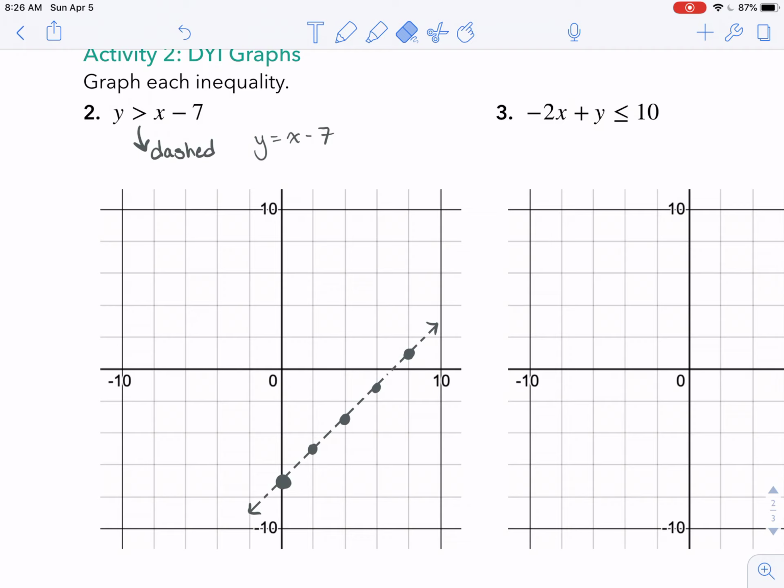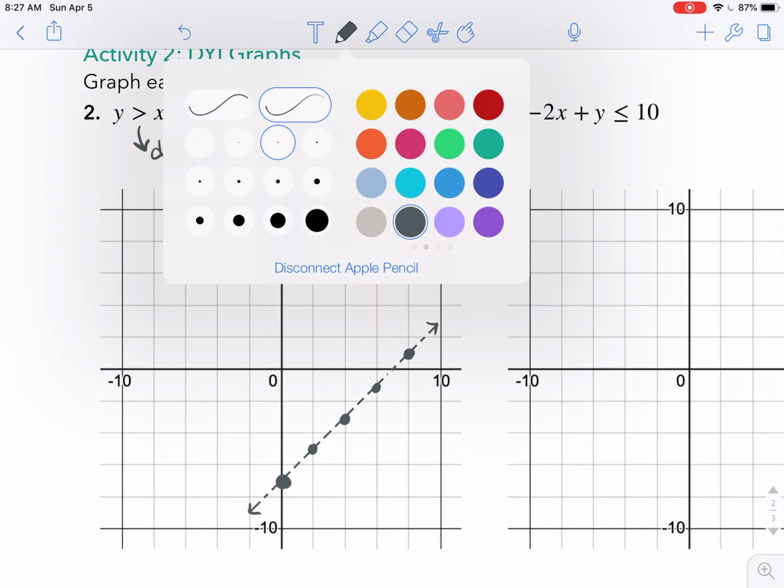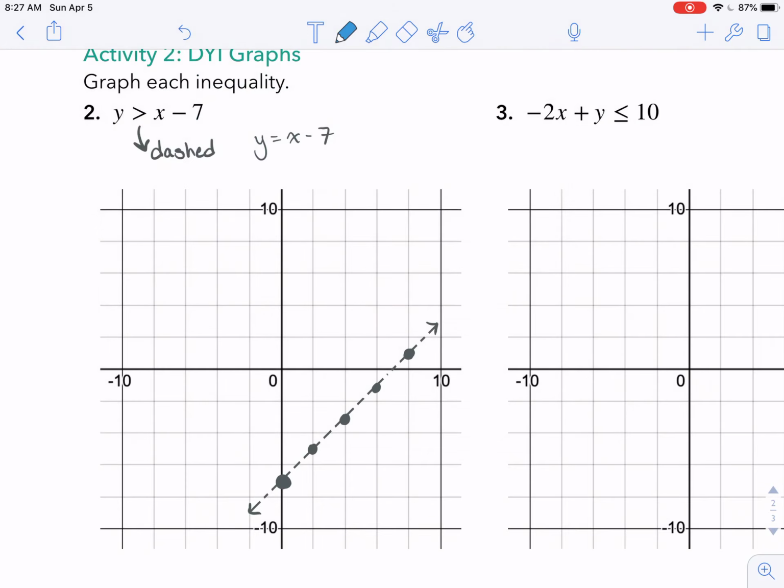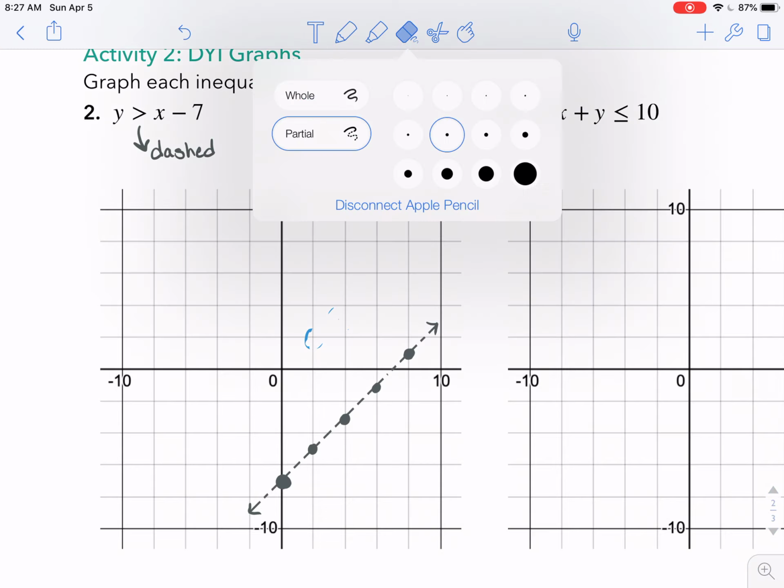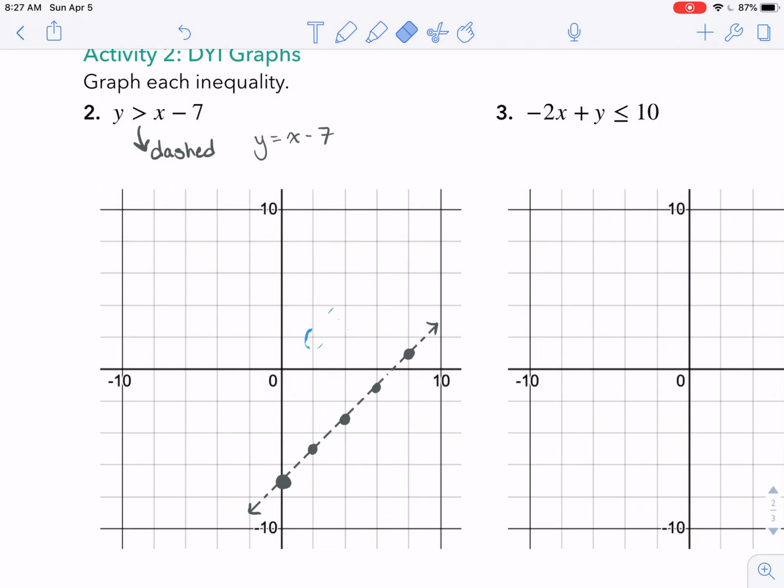Okay, so now I need to test a point not on the line and see if that makes our inequality true. So let's test this point right here. Let's test the point 2. No, let's not test that point. How about over 0 up 2?